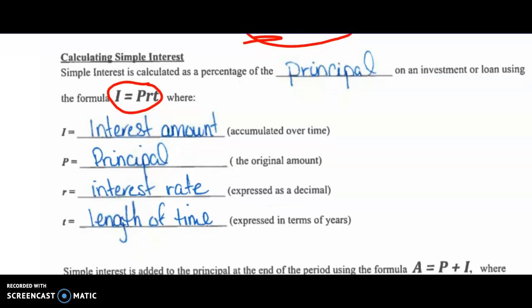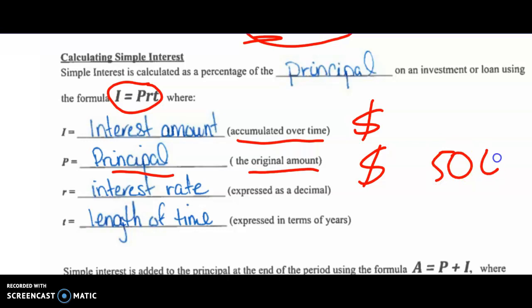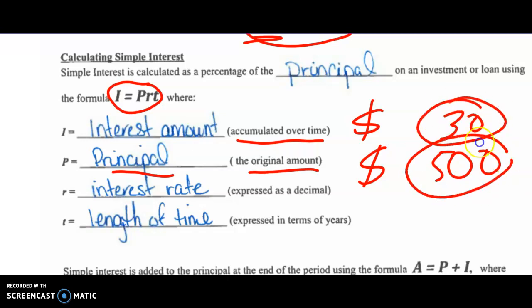I is the interest that you get. P is the principal. It's the original amount. So this is in money. This is in money. So interest amount received. Principal is the original amount of money. So let's say I have 500 bucks and later on I make some money off this and I get some interest, and whatever the interest is, let's say it's 30 bucks. That's the interest. That's the principal. The principal is the original amount. The interest rate is expressed as a decimal and the length of time is expressed in years.